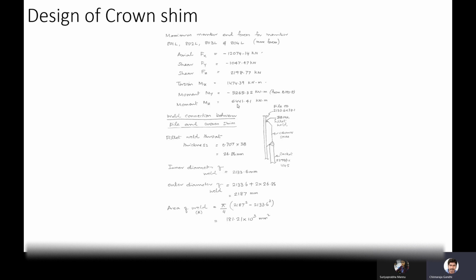Then the sectional modulus of the weld, again pi by 32 into D power 4 minus small d power 4, divided by D. This 2187 is the diameter. D is the section modulus of the tubular. Because here it is weld, we have to include weld. It's like tubular only, all tubular formulas only.